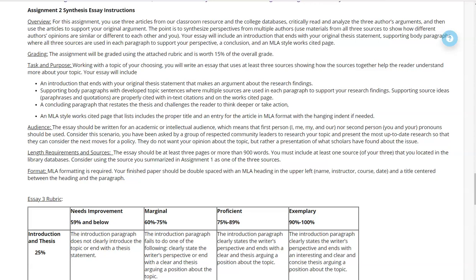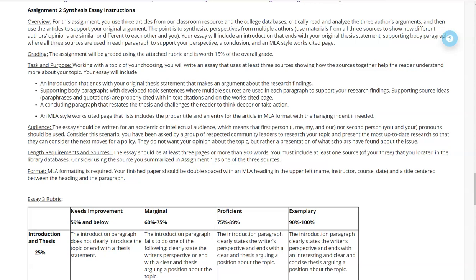When we synthesize sources, what we do is we find several sources on the same topic by different authors, and then we compare and contrast and look at those sources and decide together what they tell us about the topic. And so for your third assignment, you are going to find 3 articles either from our classroom resources or from the college databases. You are going to read and analyze what those authors have said, and then you're going to bring those perspectives together to report on your topic.